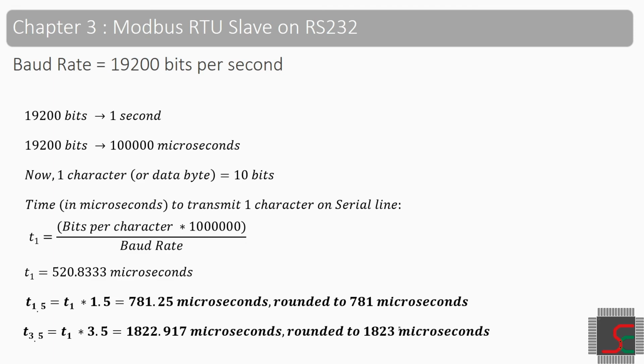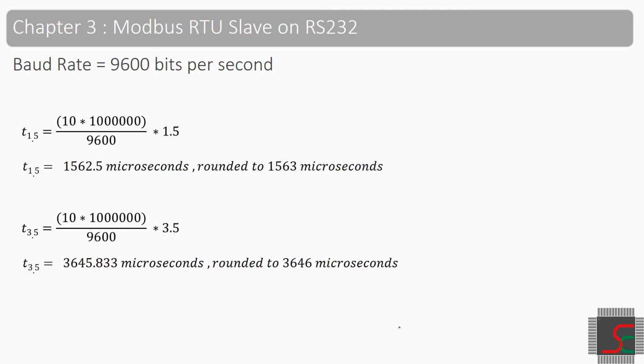One more example with baud rate 9600 is shown. Here the T1 time is multiplied by 1.5 and 3.5, similar to the previous slide, but in the denominator we have updated the baud rate to 9600.